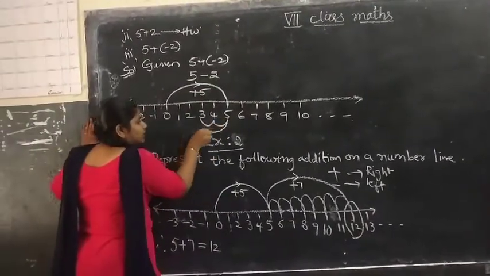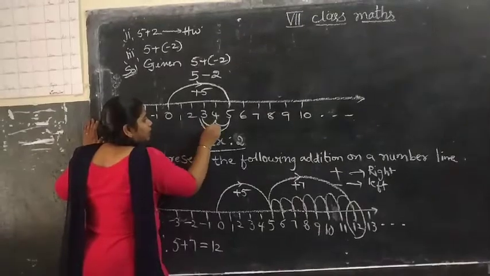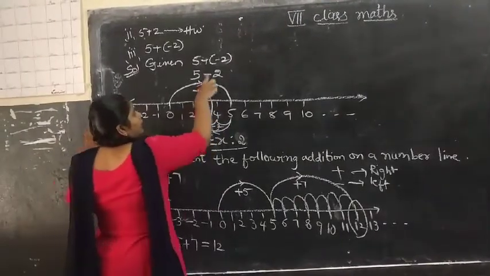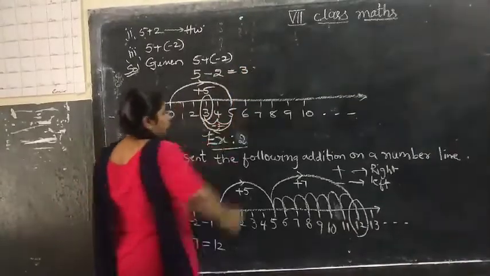So what is the result here? I am moving to the left side. That is -2. The result is 3. So 5 minus 2 is equal to how much? 3.